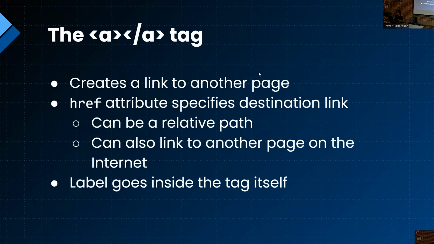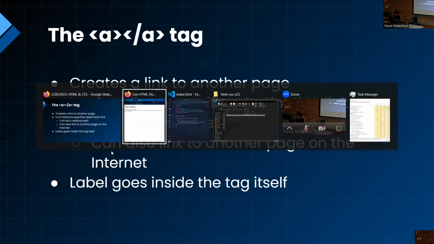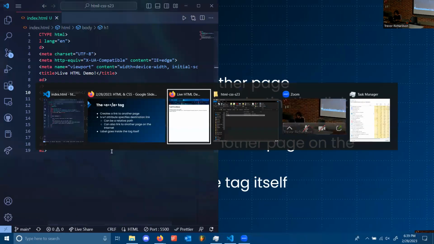Now, something that's very important for any web page are the links. We create links with the A tag, and basically we make the A tag inside the brackets here. We put whatever text we want to go on top of the link, and we use the href attribute to specify what our destination link is going to be. We'll go ahead and give an example of that real quick.